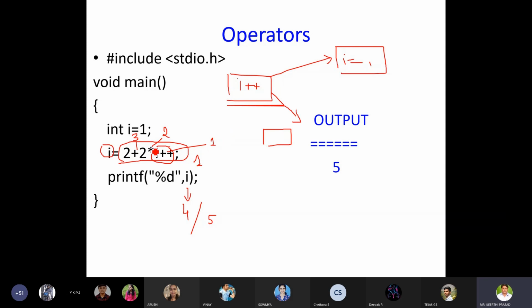4 is stored in I. So after the execution of that statement, I increments. 4 plus 1 becomes 5. Hence the result is 5. Am I clear? Yes, sir. Okay.